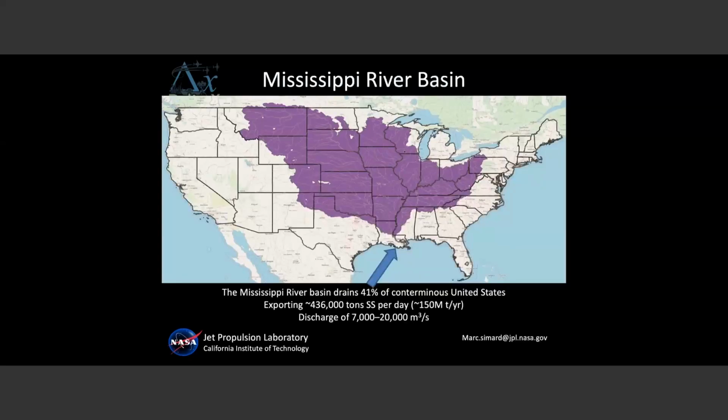So we focus on the Mississippi River Delta. The basin drains about 41% of the conterminous United States. That's about 150 million tons of mineral sediment per year that are brought to the Mississippi River. However, this, as you know, is all channelized, right? So most of that sediment is just flushed right to the Gulf of Mexico because it's been channelized.